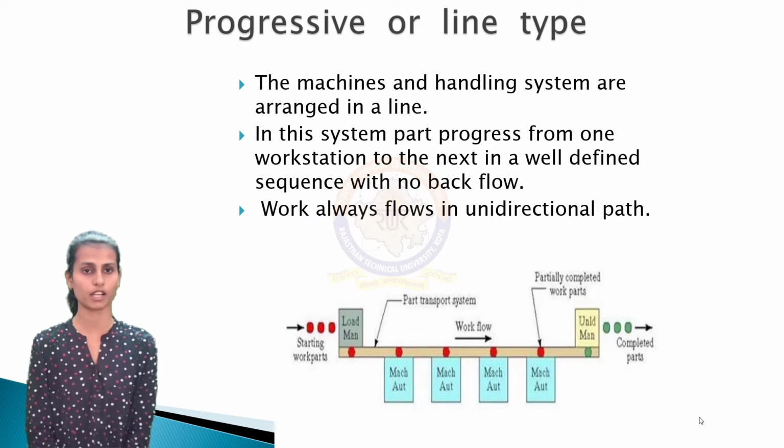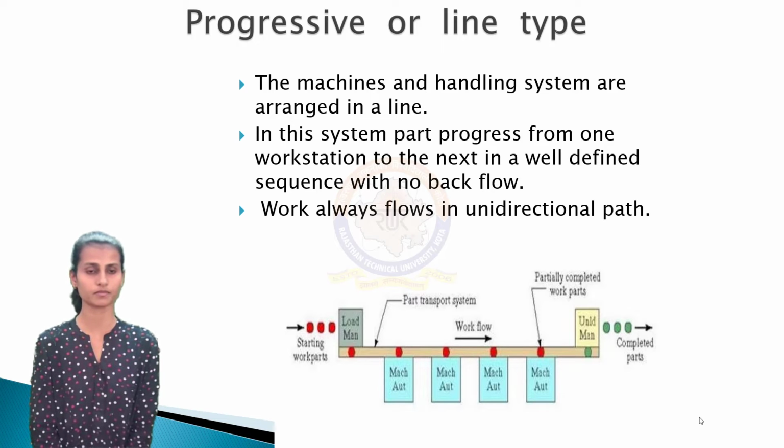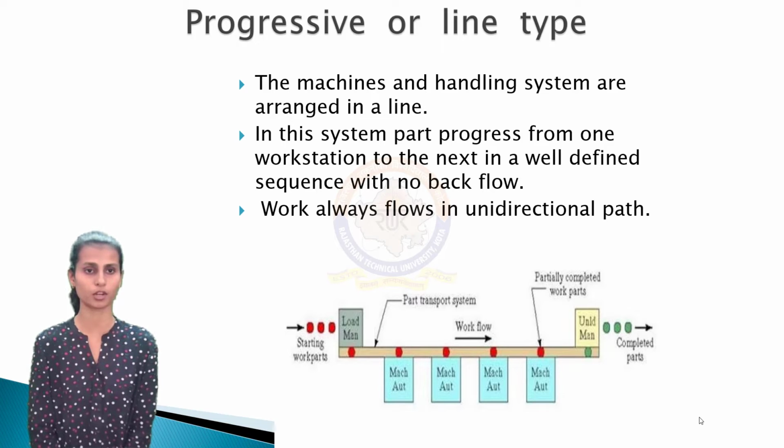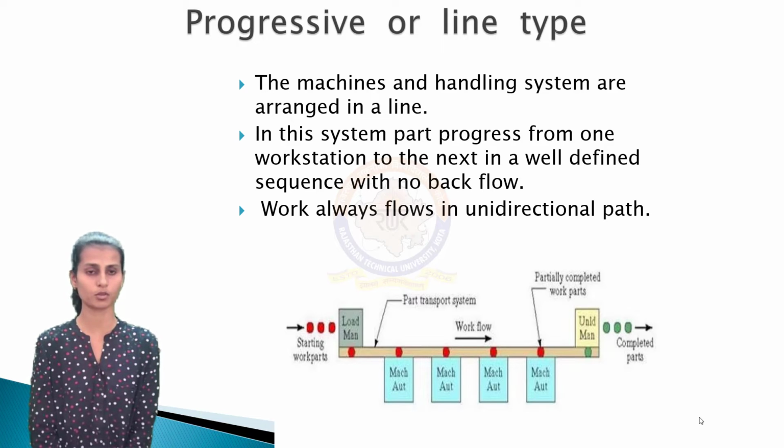First type, progressive or line type. The machines and handling system are arranged in a line. In this system, parts progress from one workstation to the next in a well-defined sequence with no backflow. Work always flows in a unidirectional path. Second, loop type.